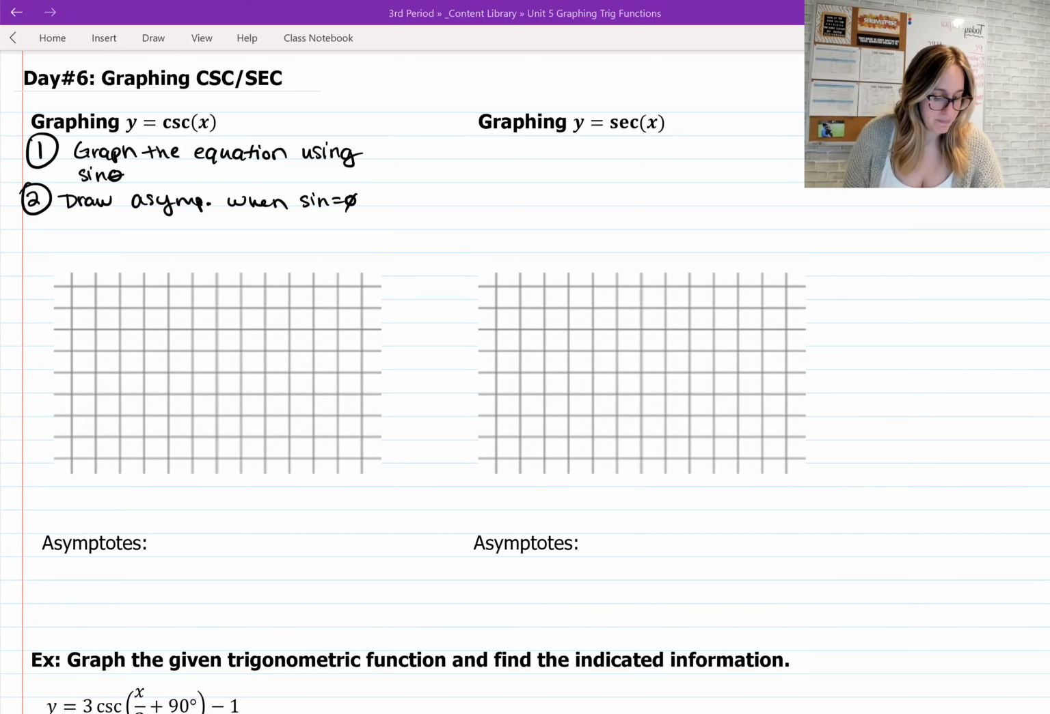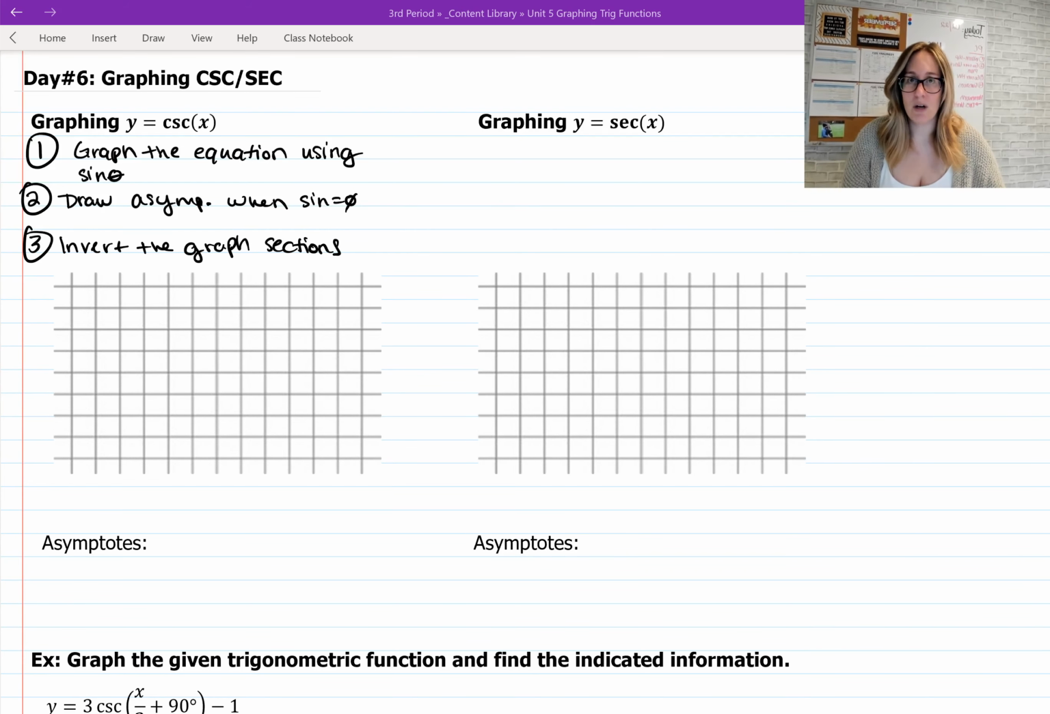Step 3, this is the last step. Invert the graph sections. Invert means to flip it upside down.